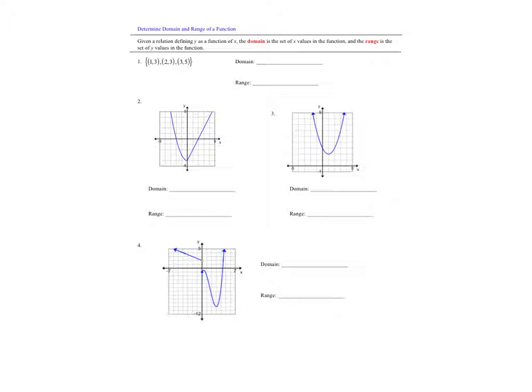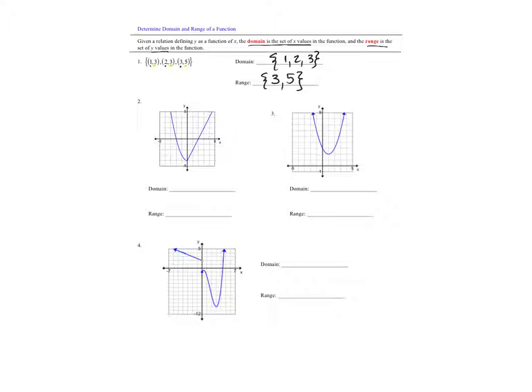Domain is the set of all the x values, and range is the set of all the y values. Okay, so if I have a list of ordered pairs here, for my domain, I just go through and list all the x values. So the domain in this case would be 1, 2, and 3. And then the range is all of the y values. So it's all these y values. And you don't need to repeat that 3. You can just list it once. So it's the list of the numbers 3 and 5. Those are the y values.